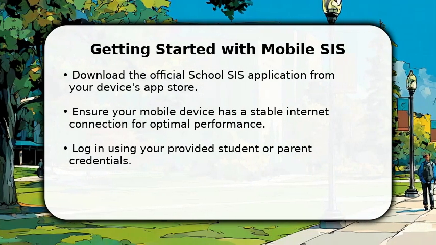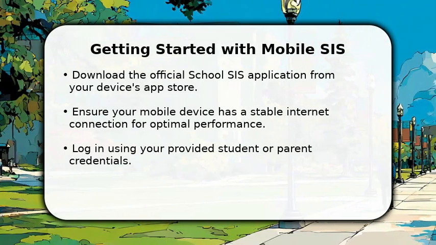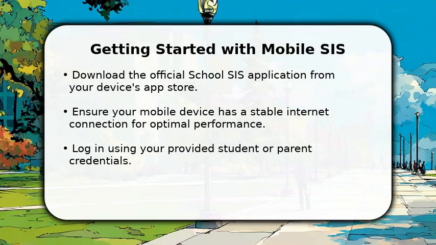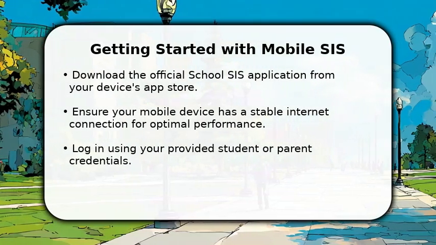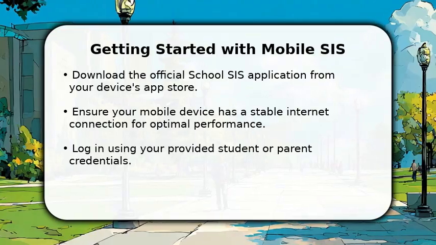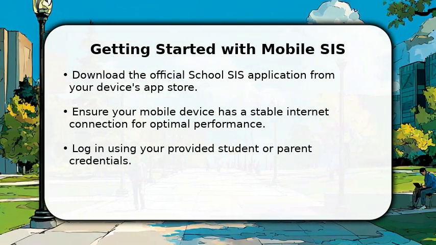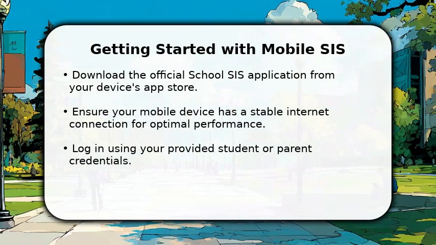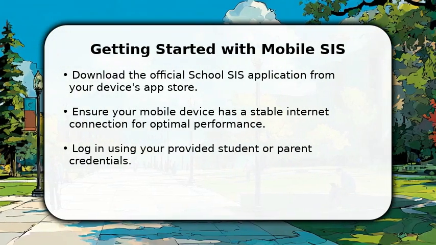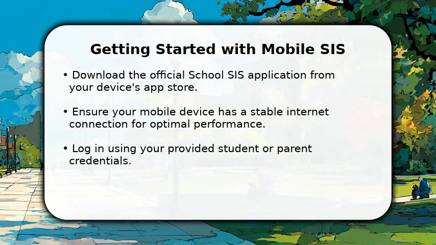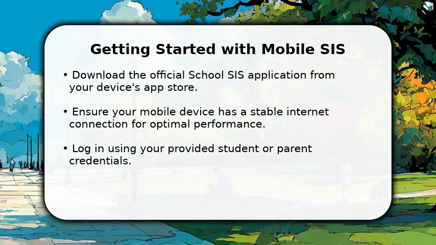In this video, I will explain how to use your school's student information system on your mobile device. First, locate and download the official SIS application from your phone's App Store, whether it's the Apple App Store or Google Play. Make sure you have a strong internet connection. Once installed, open the app and enter your unique student or parent login credentials to access your personalized dashboard. This initial setup takes less than 2 minutes.